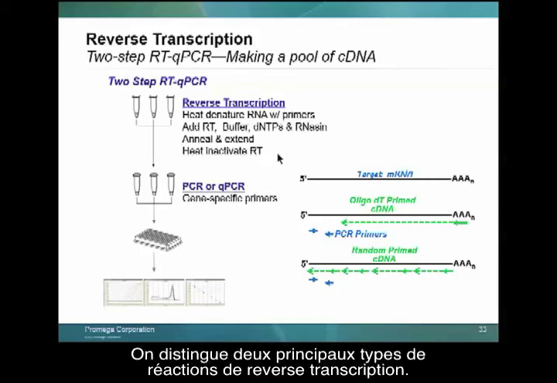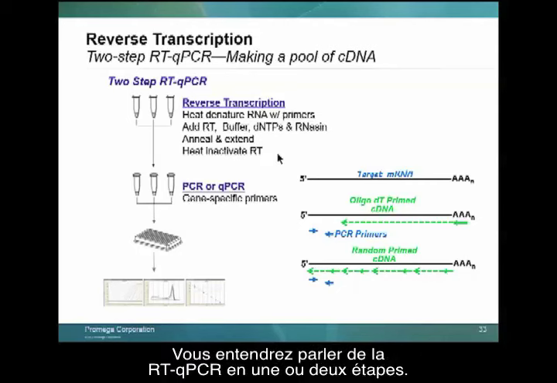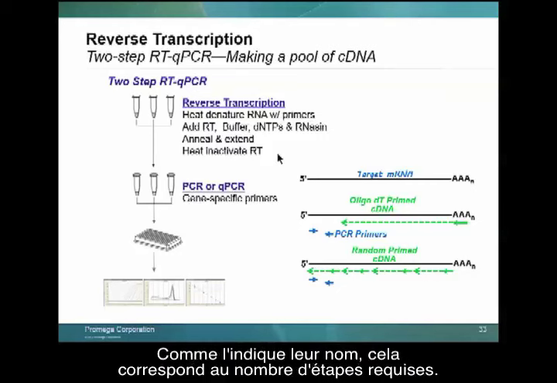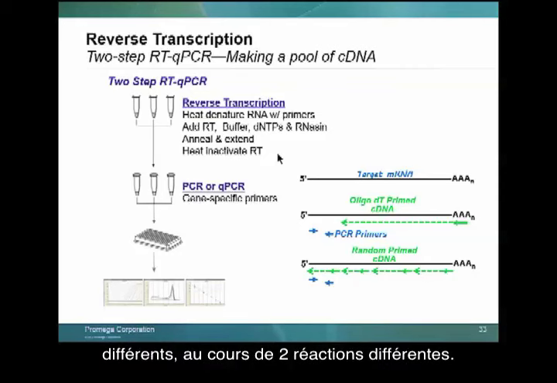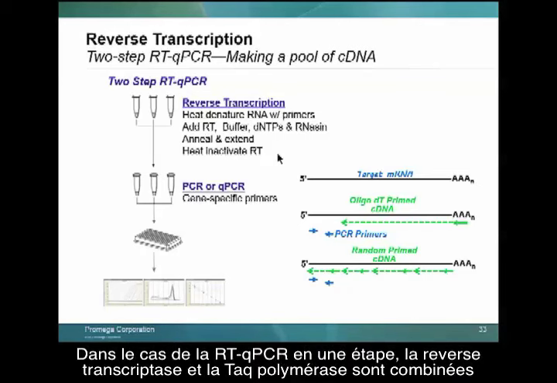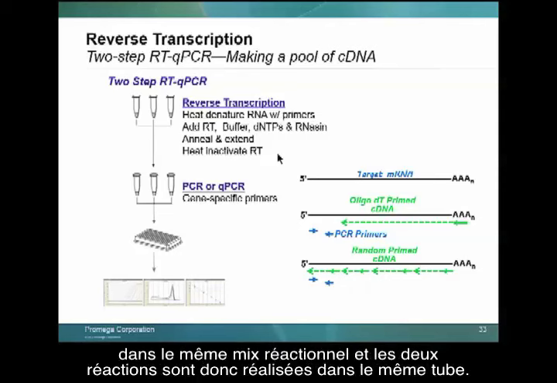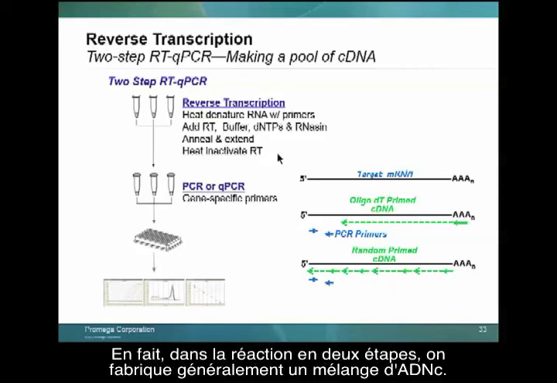So there are two main types of reverse transcription reactions. You will see two-step RT-qPCR and one-step RT-qPCR. As the names would suggest, these refer to the number of steps required. In a two-step RT-qPCR, you're doing the reverse transcription and the PCR in separate tubes in separate reactions. In the one-step RT-qPCR, you put both the reverse transcriptase and Taq polymerase and you perform both reactions in a single tube.